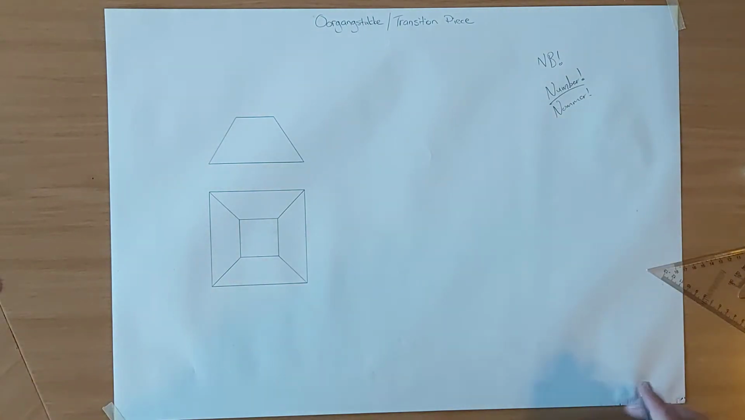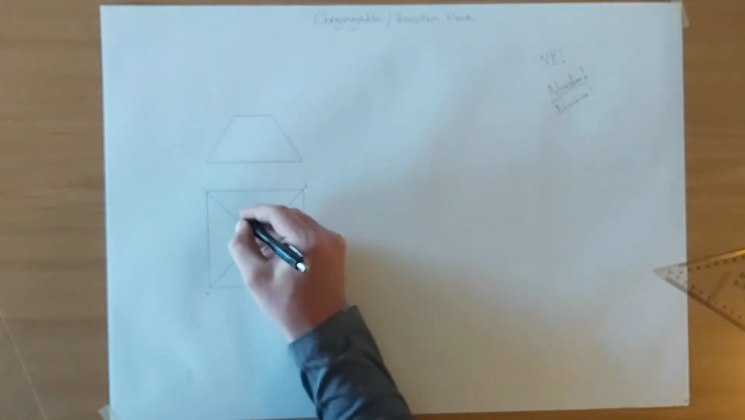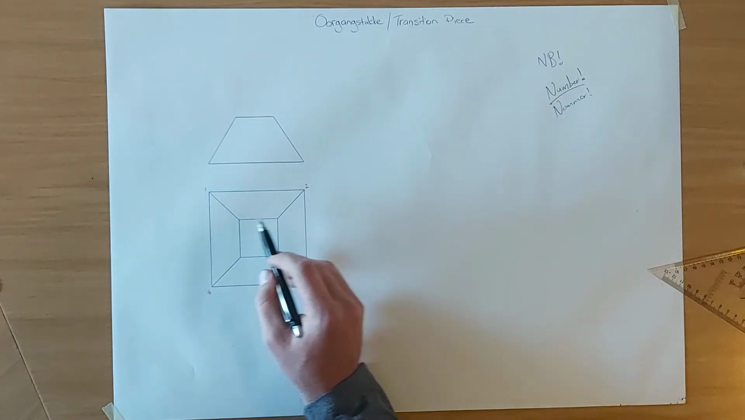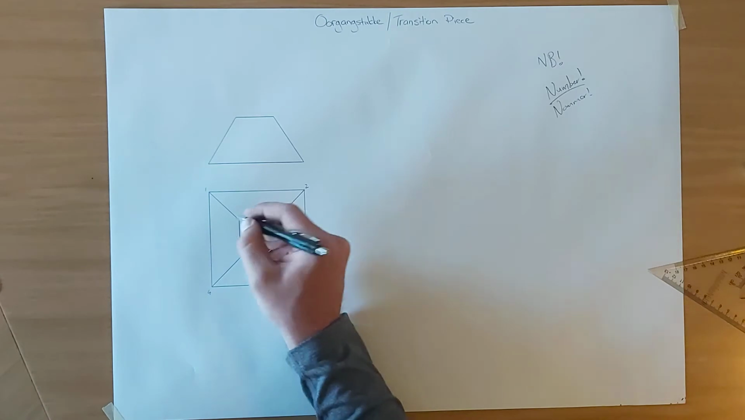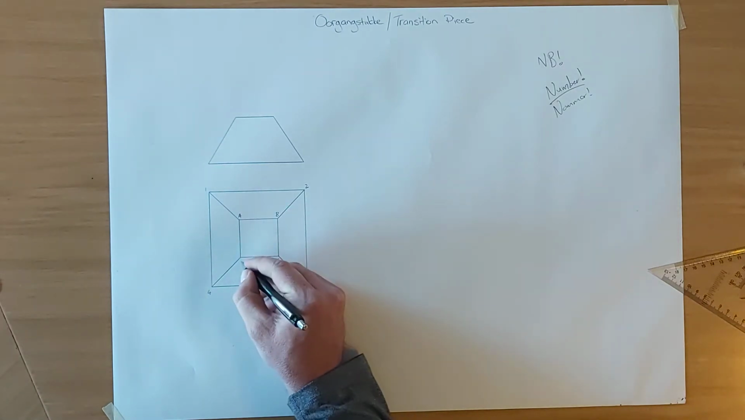Okay, so let's start off. I'm going to start with 1, 2, 3 and 4. Okay, this is the base part. So now I'm going to do the top part, and due to the fact that it's not the same, I'm going to say A, B, C and D.